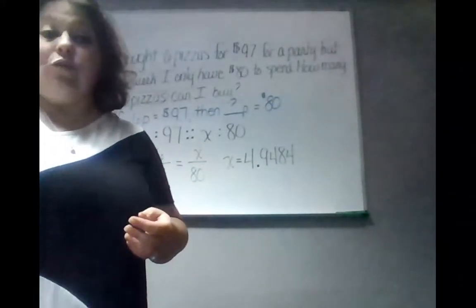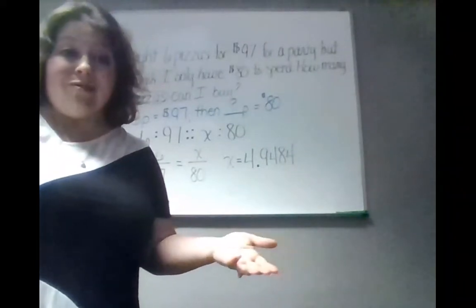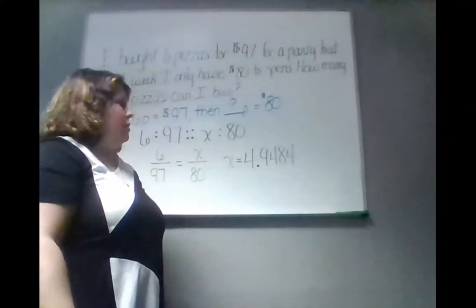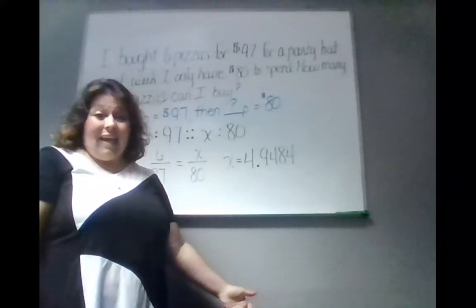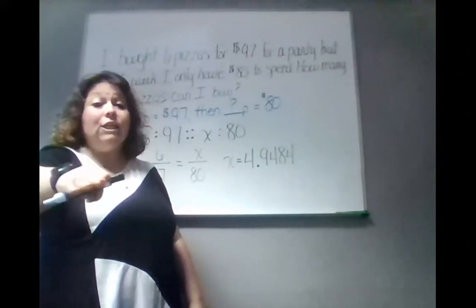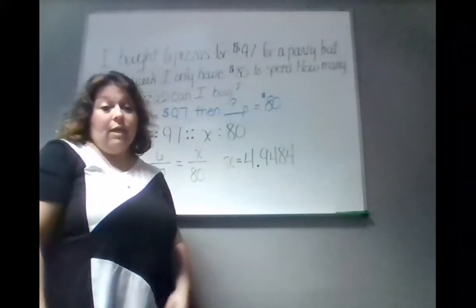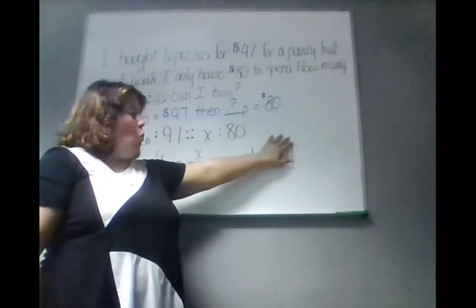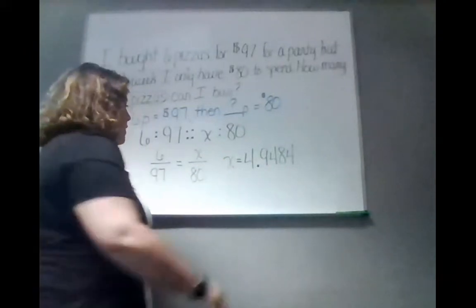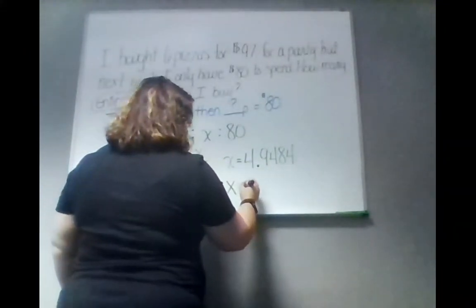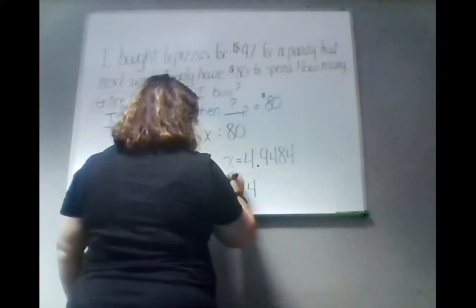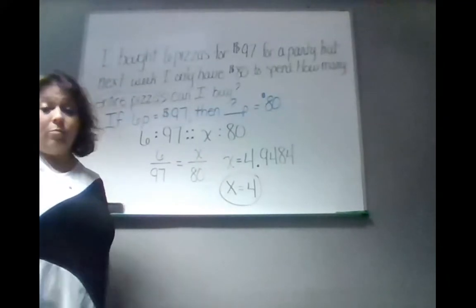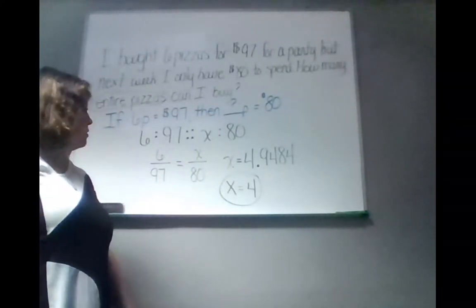So the question is, do you round up or do you round down? If I round up to 5, that's going to cost me more than $80. So if I had like $82, I could have gotten 5 pizzas. But in this case, I only have $80 to spend, so we have to wipe out whatever the decimal is, and I'm only going to be able to buy 4 entire pizzas for the $80, and I'm just going to end up with change, hopefully for the tip for the person bringing the pizzas.